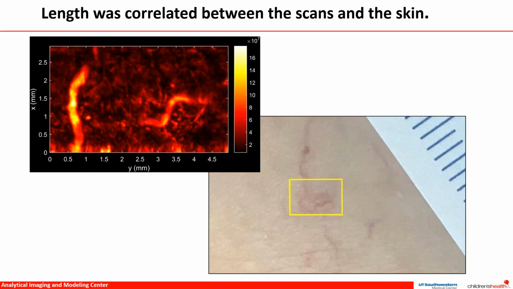Vessel length was obtained using an XY projection of the vessel. A 3 by 5 millimeter frame, seen here in yellow, was applied around the vessel to isolate the specific structure scanned, which reflects the field of view of the Rsom. The ruler in the image shows the millimeter scale. The vessel lengths and structure were successfully correlated between the scan and on the scan.